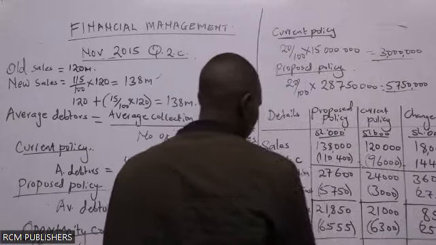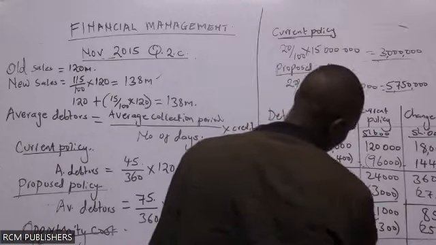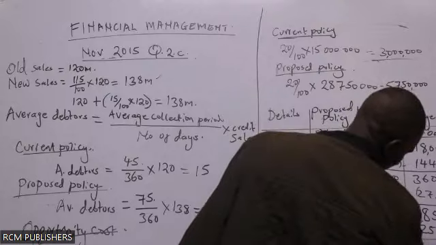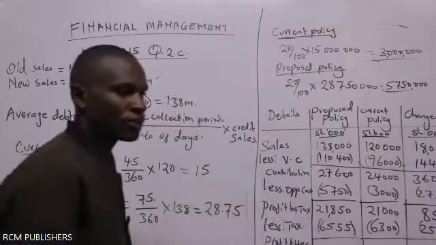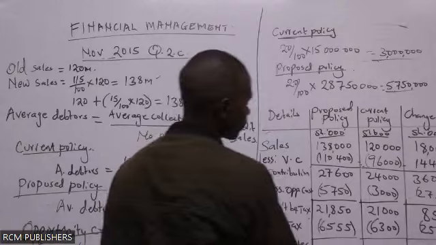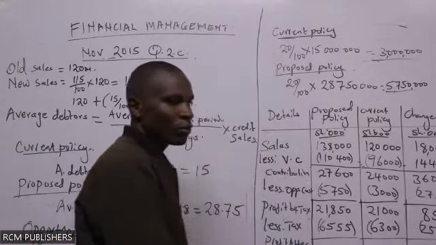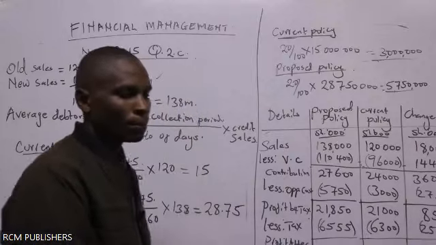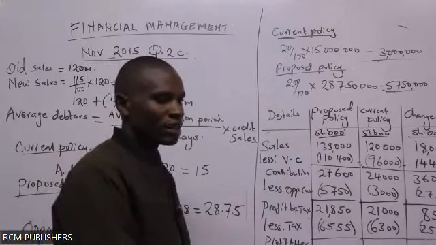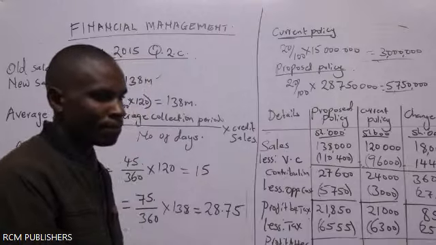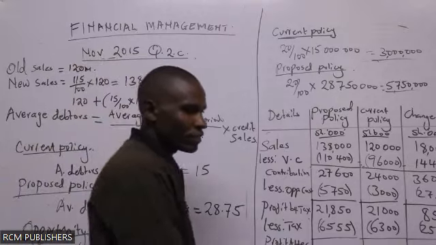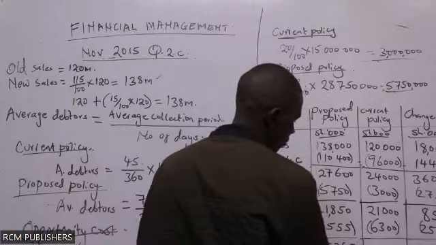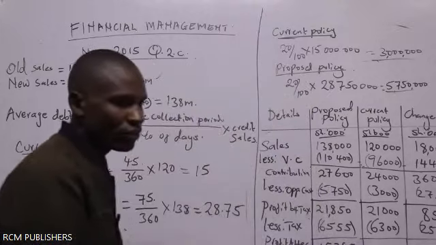Sasa simpatie the profit. Hii ndio ina determine whether we adopt the proposed policy or we reject it or we redact. Give me this profit for the proposed policy. Inatupatia profit ya ngapi sasa? 15,295. What about the current policy?